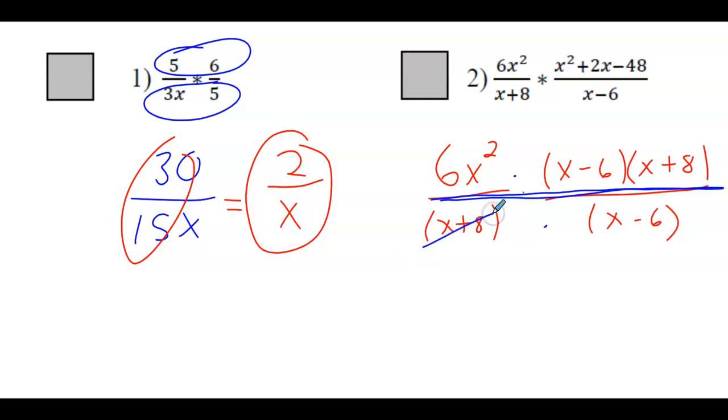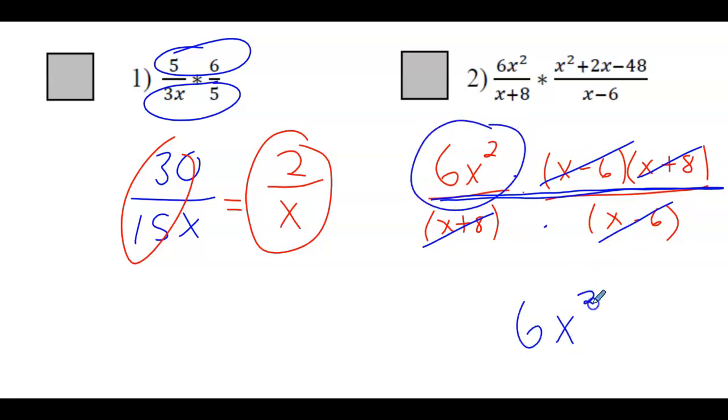So x plus 8 is on the top and the bottom. So x plus 8 divided by x plus 8 is 1. X minus 6 divided by x minus 6 is 1. So the only thing left is 6x squared. So that would be your answer for number 2.